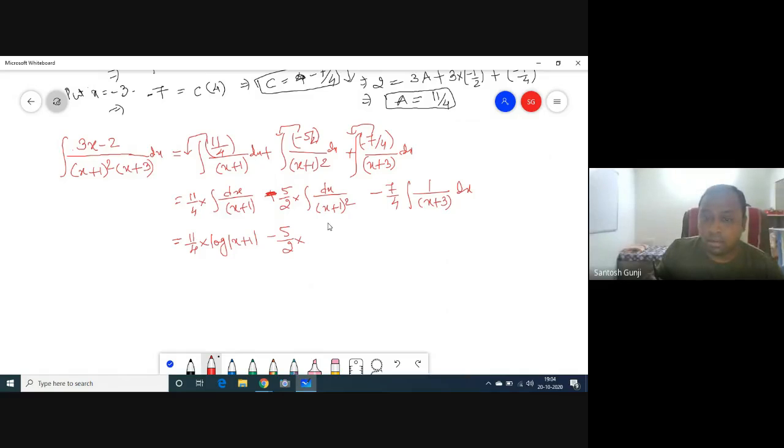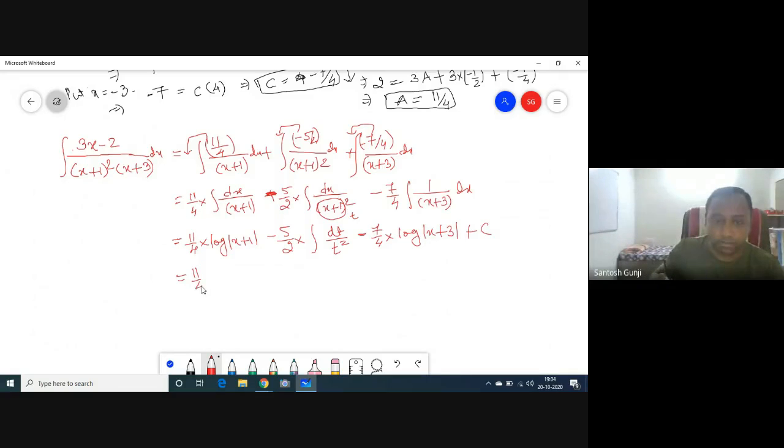So how can we reduce this? Just by assuming x plus 1 is equal to t, its derivative becomes 1. Hence, the next step is going to reduce like dt upon t square, if you go for the substitution technique over here for the second integral only. And 7 by 4, since again it's a 1 by x, that is a linear form, you can apply log of modulus x plus 3, and you can write plus c over here.